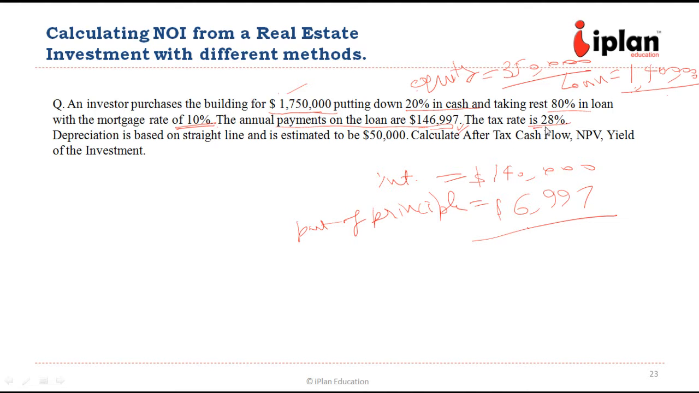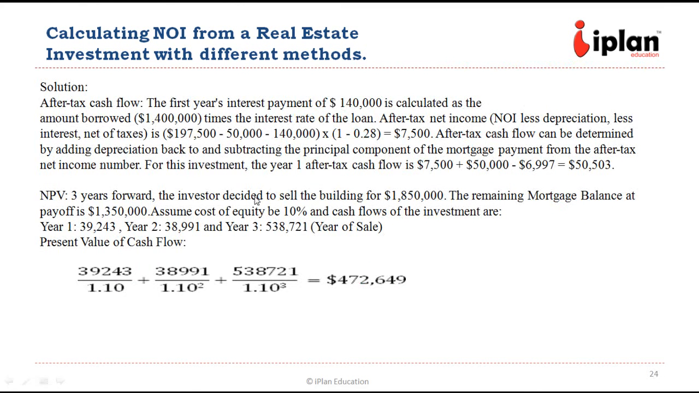The tax rate is given to be 28%, and there is straight line depreciation, which is estimated to be 50,000. So we need to calculate after tax cash flow, NPV, and yield on the investment. For that, we need to know what the operating income is, which is also given, 197,500. This is the operating income.